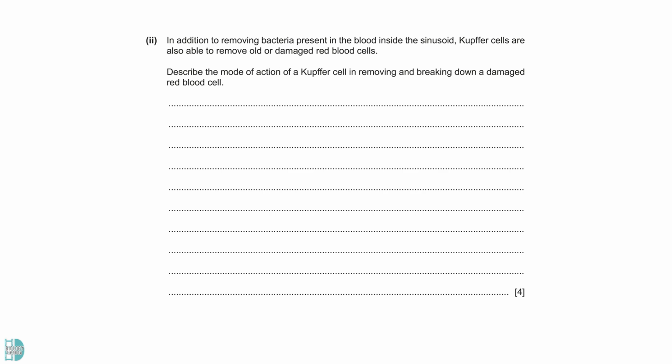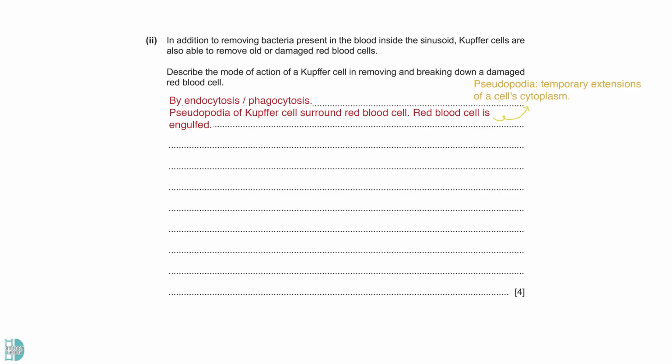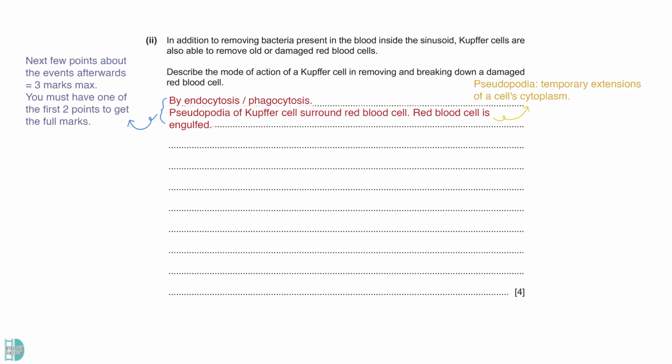2. Describe the mode of action of a Kupffer cell in removing and breaking down a damaged red blood cell. Phagocytes can remove damaged body cells by performing phagocytosis. It is a type of endocytosis. They extend their pseudopodia around the cells and engulf them. Pseudopodia are temporary extensions of a cell's cytoplasm. The rest of the points about the events afterwards will give you 3 marks maximum. That means you must have one of the first 2 points to get the full marks.